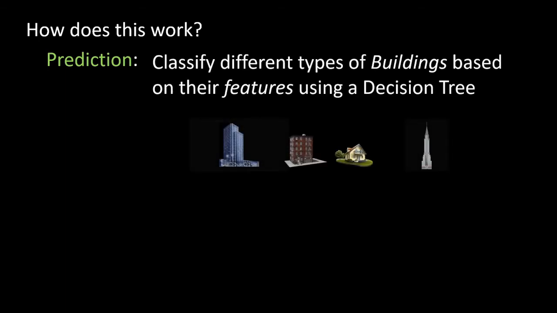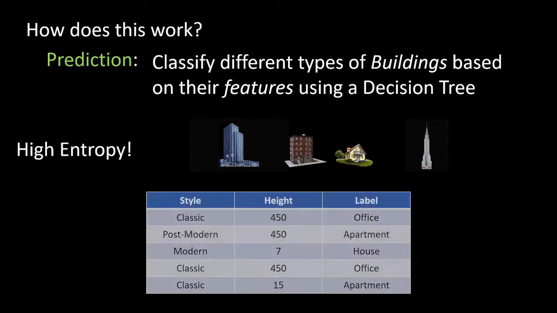So how does this really work? We want to make a prediction. We classify different types of buildings based on their features, and we use a decision tree to do this. Right off the top, we know that this first layer, this root node, has high entropy. But if we put this into a table and break it down into different components, we can start to figure out how we're going to arrive at a prediction.